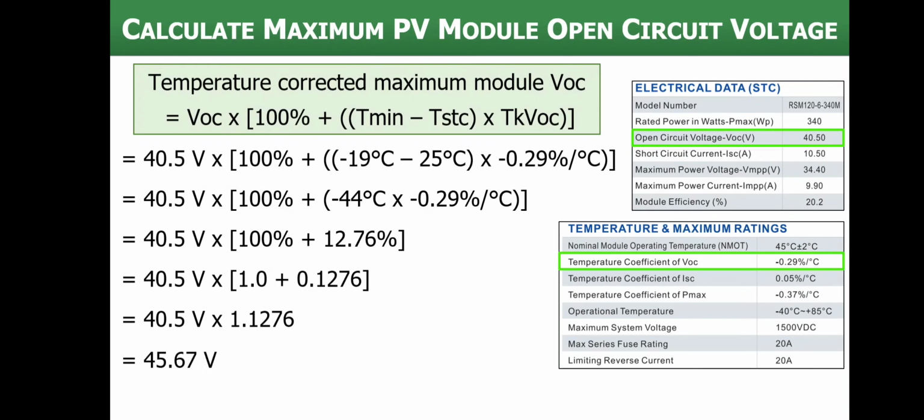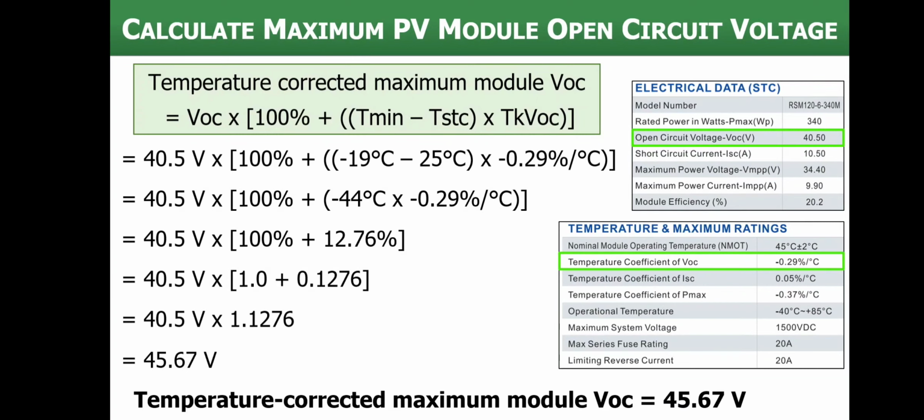the increase in voltage that we'll see for temperatures below standard test conditions. In this case, the voltage will go up a little more than 5 volts to 45.76 volts. And that is the temperature corrected maximum module open circuit voltage.